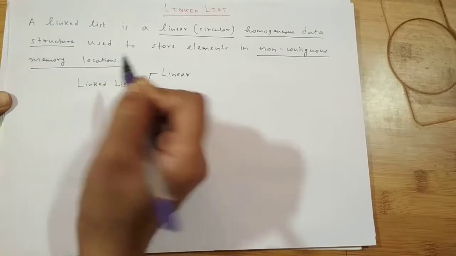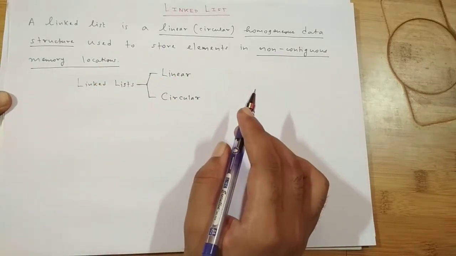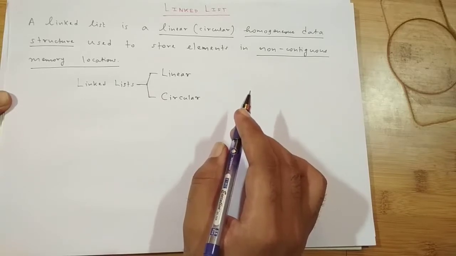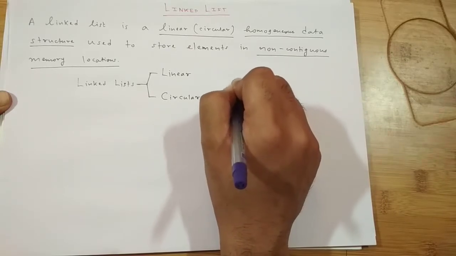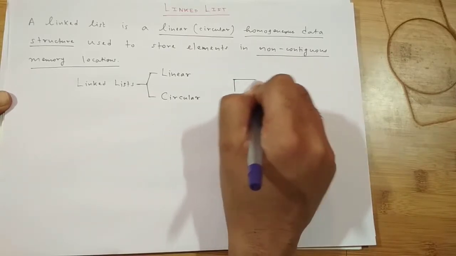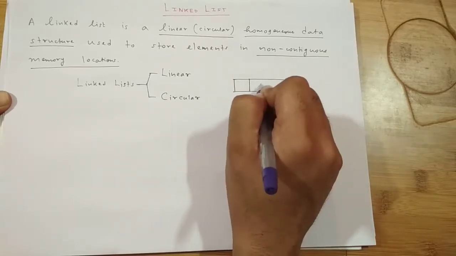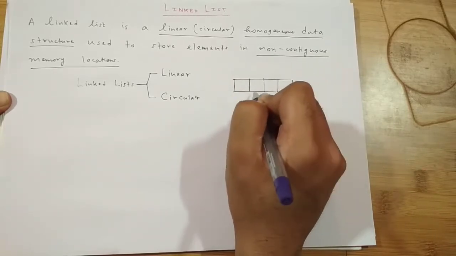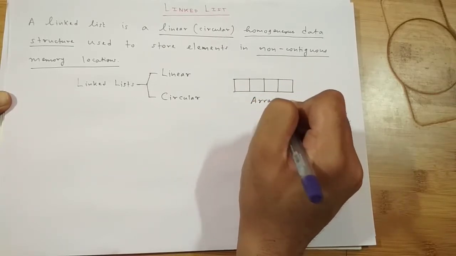Now, in order to understand non-contiguous memory locations, it's better to briefly go over what is contiguous memory allocation. There is a popular data structure by the name of array. Now, what does an array do? An array stores elements in contiguous memory locations.